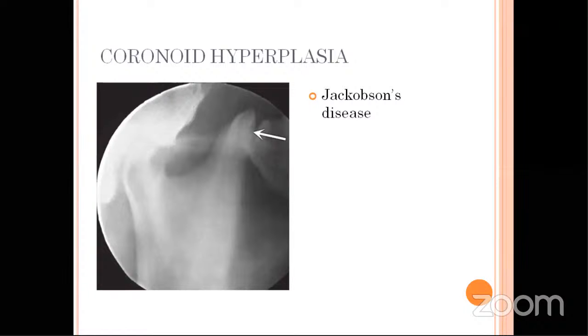So there is one condition called Jacob's disease. Okay, what will happen is this: the coronoid process will be very large, so that it will get fused with the zygomatic arch, and hence the patient will not be able to open the mouth widely. Restricted mouth opening will be there. So that is called coronoid hyperplasia, seen in Jacob's disease.